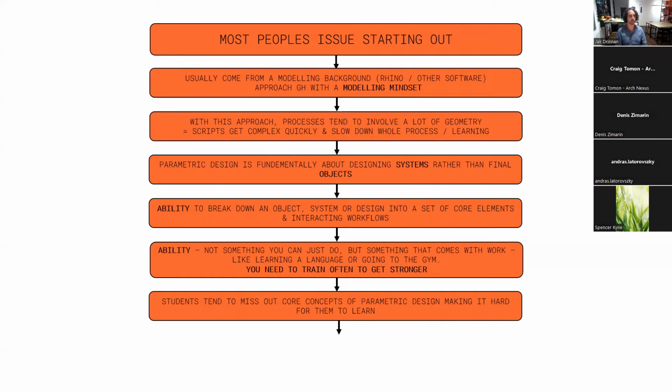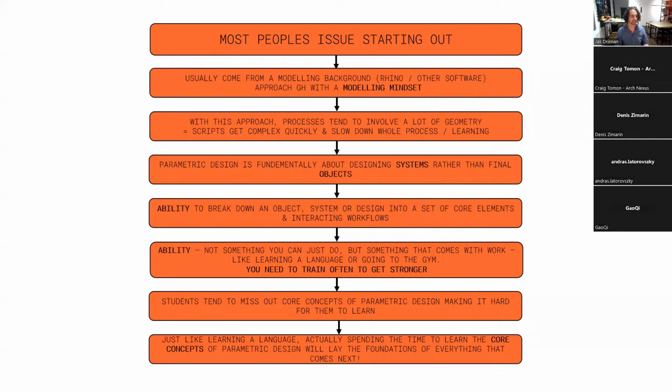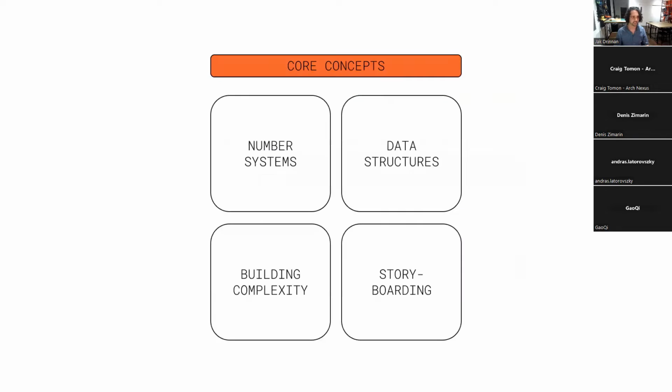Students tend to miss out these core concepts, what I call core concepts of parametric design, and then it's kind of hard to get over this. So just like learning a language, spending the time to learn these core concepts of parametric design will lay these foundations for you moving forward. So these core concepts, what are we even talking about? I have these in 4 broad categories that we're going to go through sequentially: number systems, data structures, building complexity, and storyboarding.